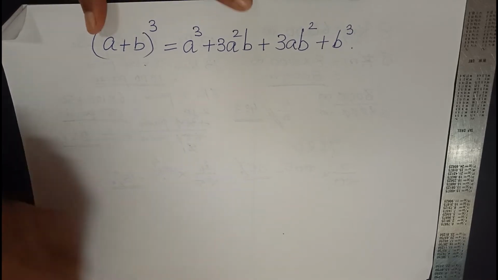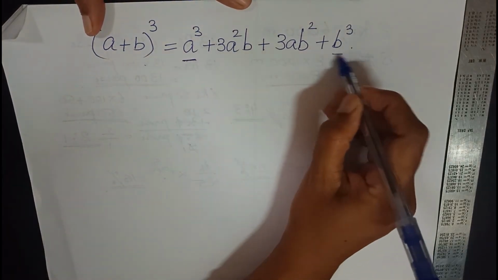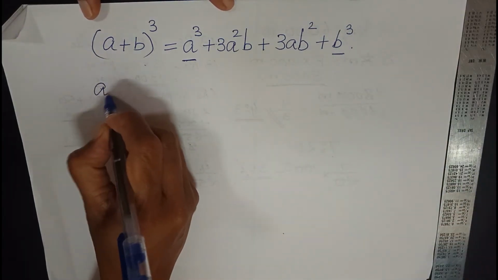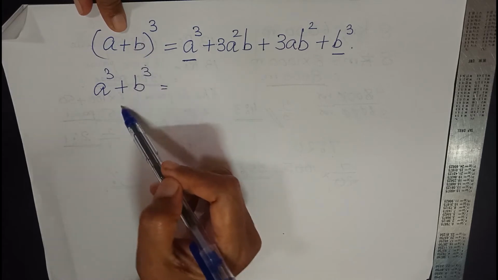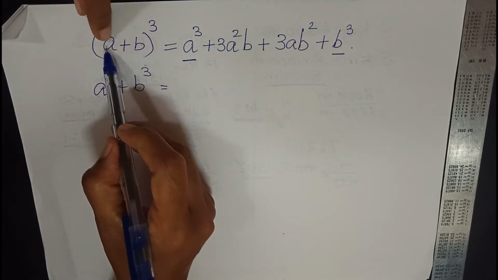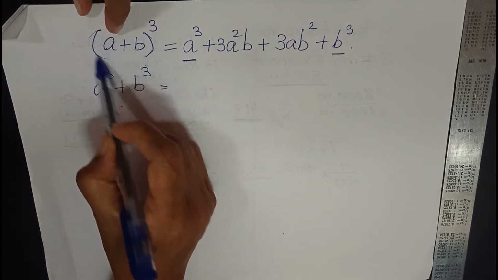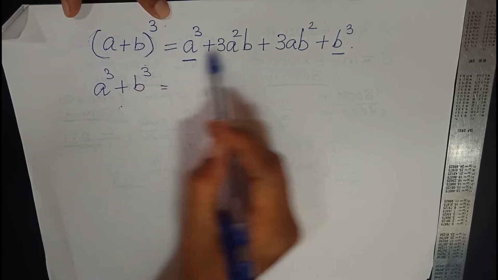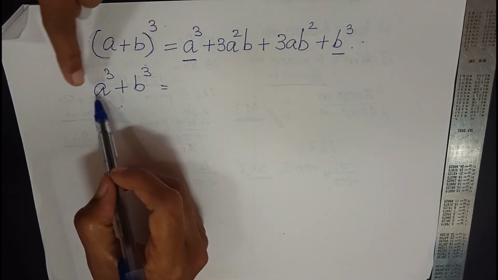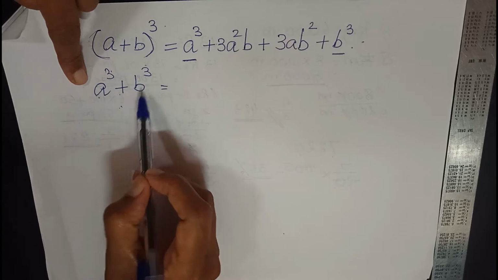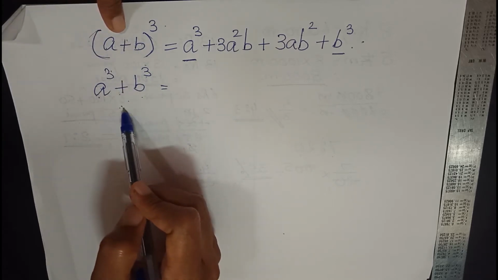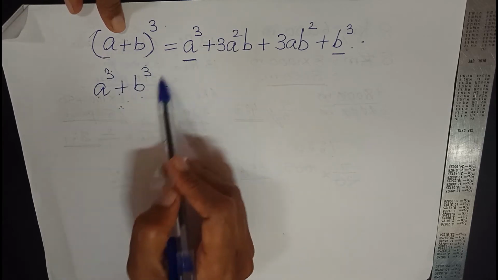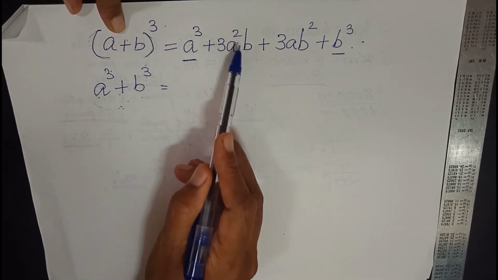Now from this formula, we are going to derive one formula for just a cube plus b cube. Why I wrote this formula above is to make you understand the difference between the two. This is a plus b the whole raised to 3, so it has a different formula. And this one is just a cube plus b cube. You should not confuse between the two. These are two different identities. We are deriving this formula a cube plus b cube from here.